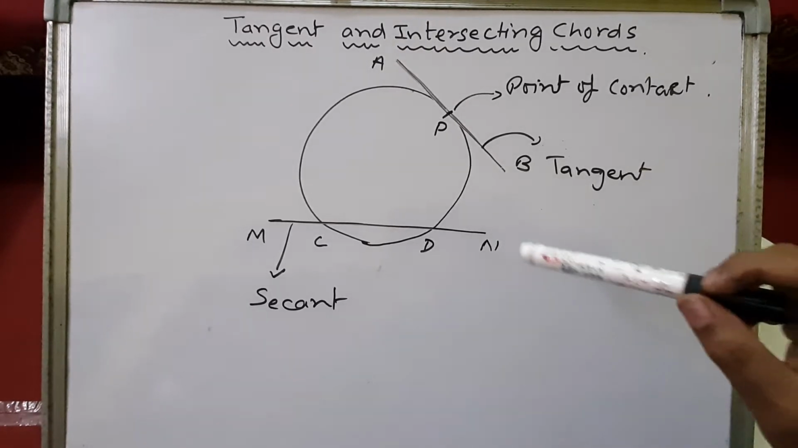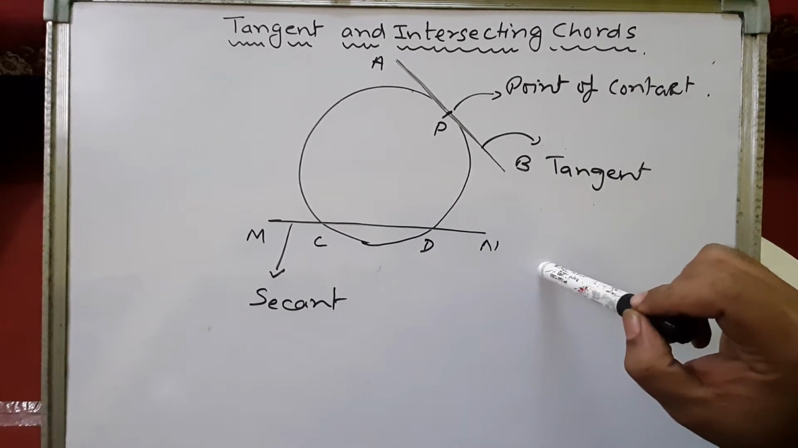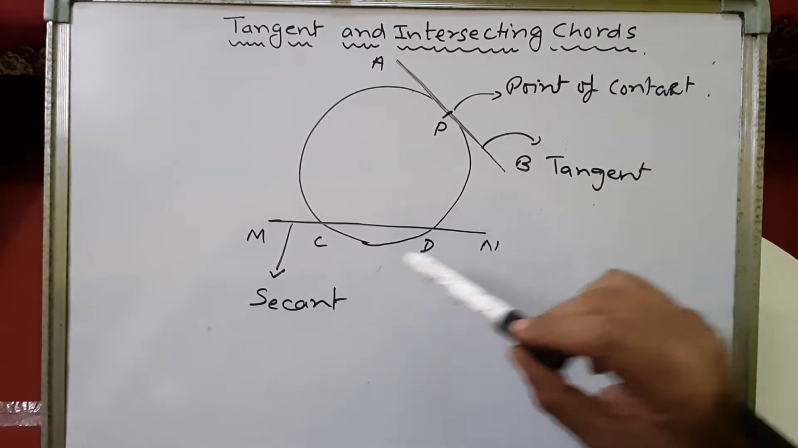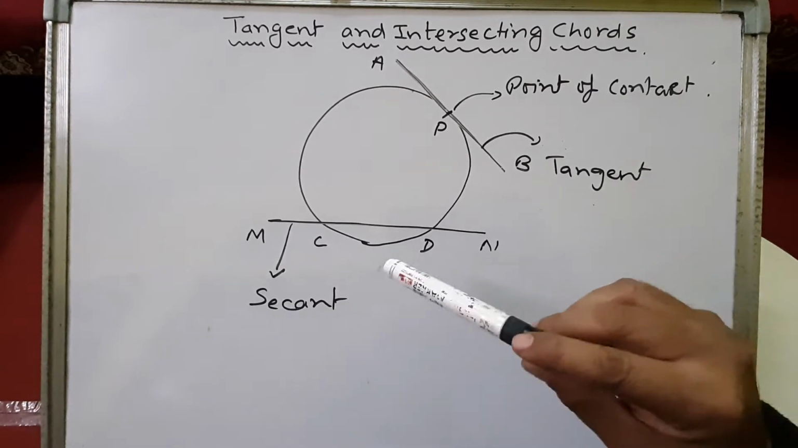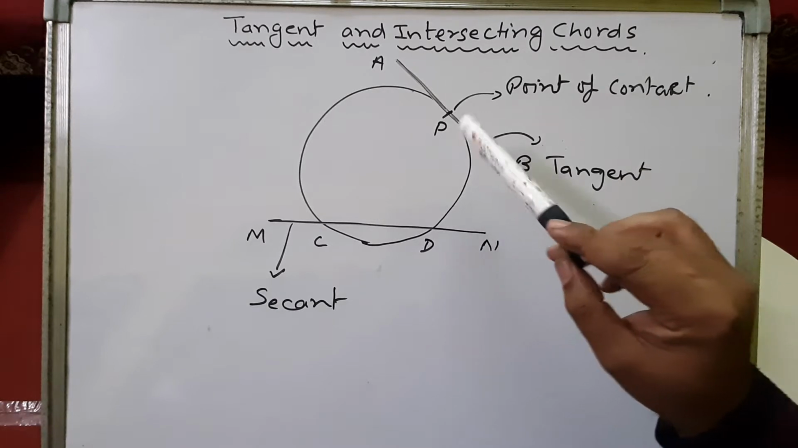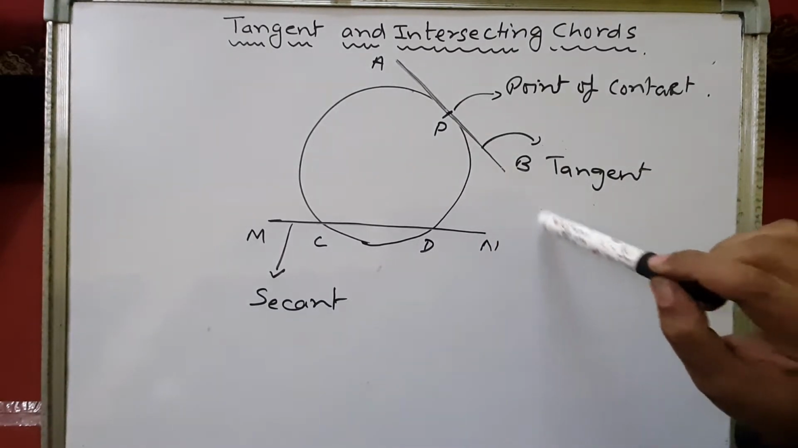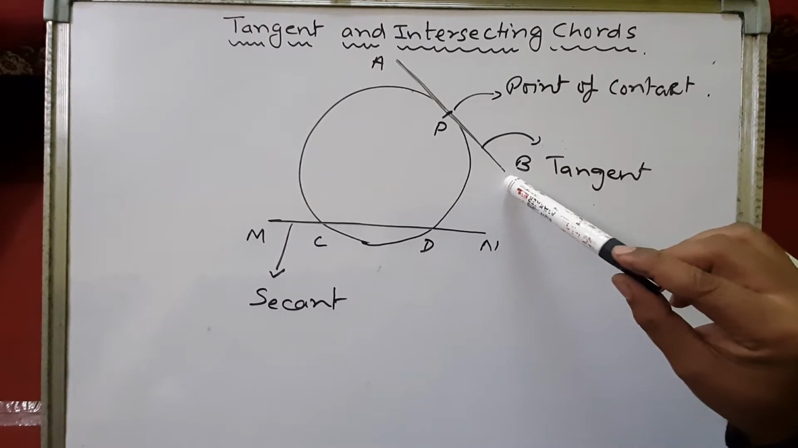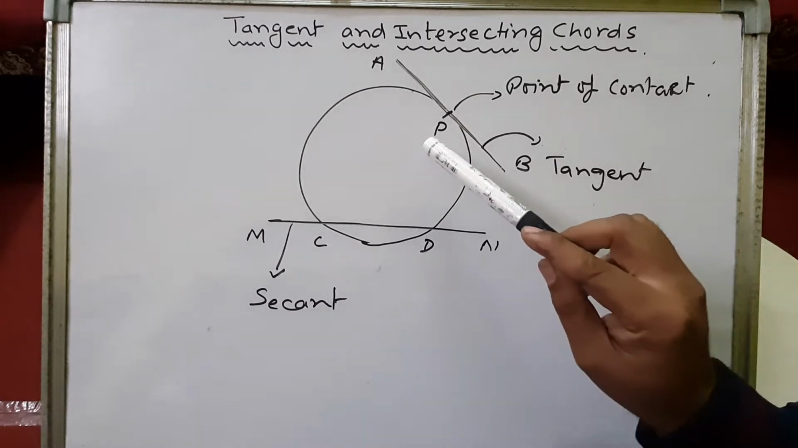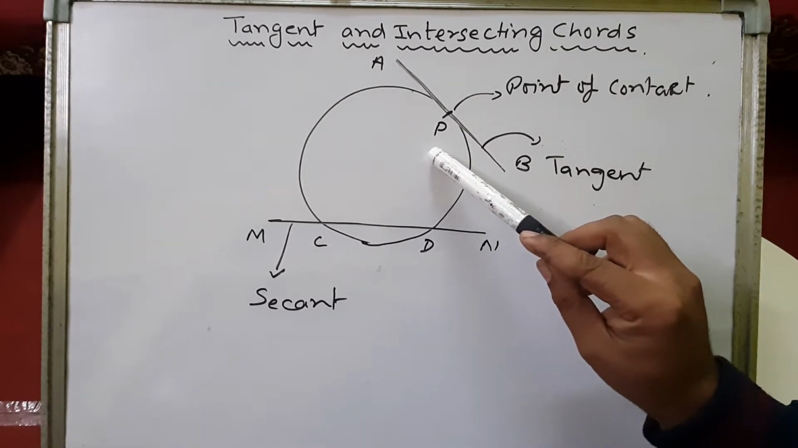Suppose we take an example that suppose this is a circle, and you can see there are two lines. One line is intersecting the circle, is touching the circle at 2 points, C and D, and one line is touching the circle at only one point, which is P. So the line which touches the circle at one point and does not intersect is called tangent. And this point P at which this line is touching the circle will be called point of contact.